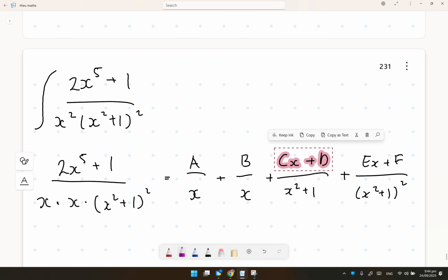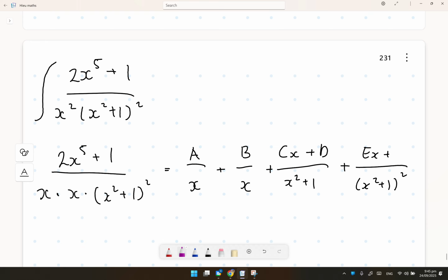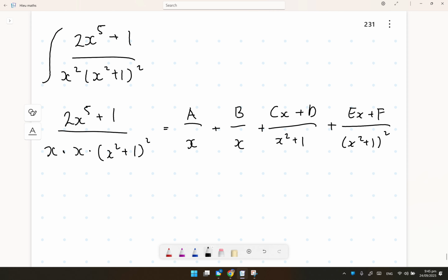What the hell is this, right? We understand that it's a over x plus b over x. That makes sense, right? That's what we've done before. But why cx plus d? Why ex plus f? There is no specific rule that says we have to use cx plus d or we have to use ex plus f. We're doing this for convenience. And I'm going to explain to you exactly how it works for convenience.